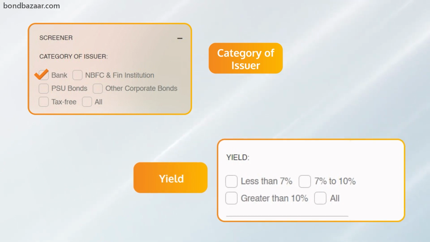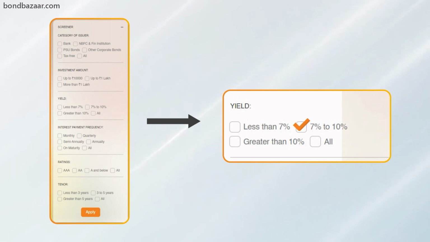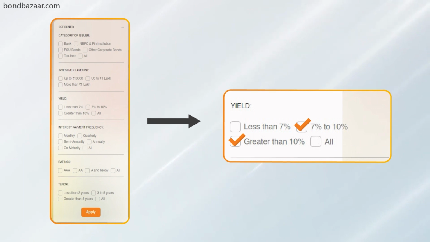For example, show all bank bonds that give returns between 7 to 10%. You can even choose multiple options within this category. You could select both 7 to 10% returns and above 10% returns simultaneously. Let's explore all the screeners starting with corporate bonds.